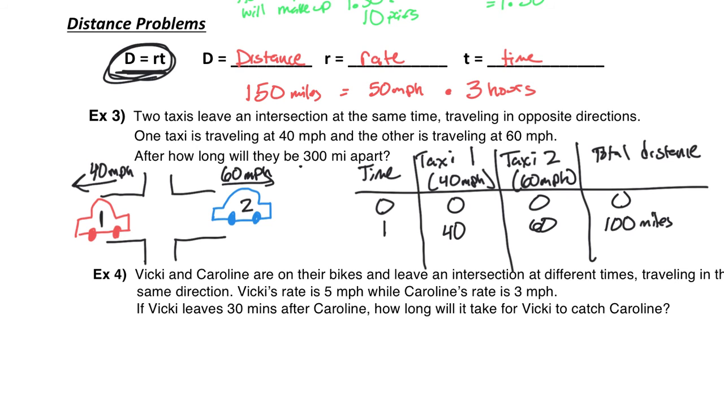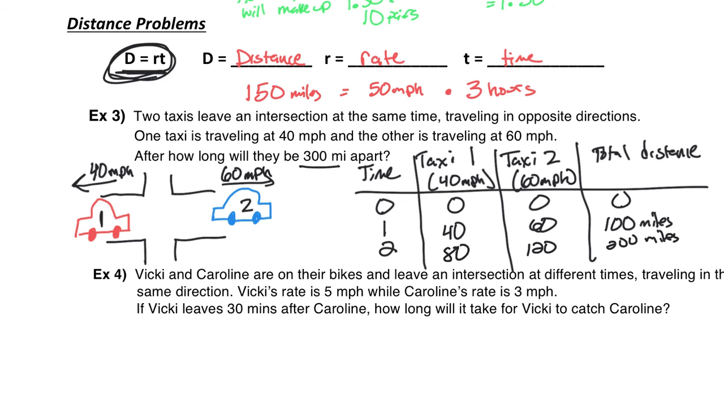Now we're looking for them to be 300 miles apart. So let's try 2 hours. At 2 hours, again, our formula, rate times time equals distance. So rate, 40 miles per hour, times 2 hours, multiply those together, and we get a distance of 80 miles. Same process for taxi 2, 2 times 60 is 120 miles, for a total distance of 200 miles.